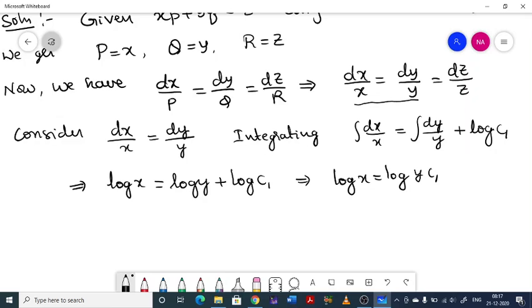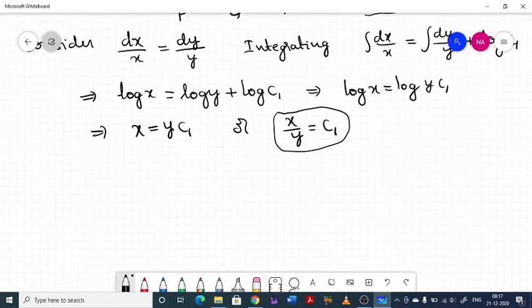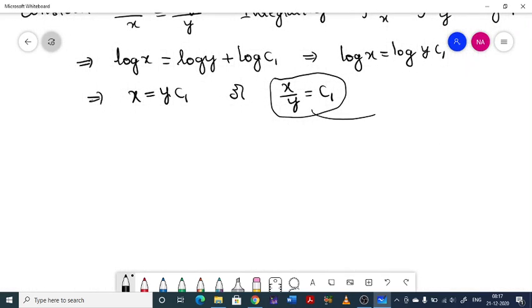So from this, comparing both sides, I'll get x equal to y c1, or take the constant on one side and the remaining terms on the other side, x by y equal to c1. Later you have to take only the functional part, not the constant, and that will be u. I'll write here, this will be u of x comma y comma z.